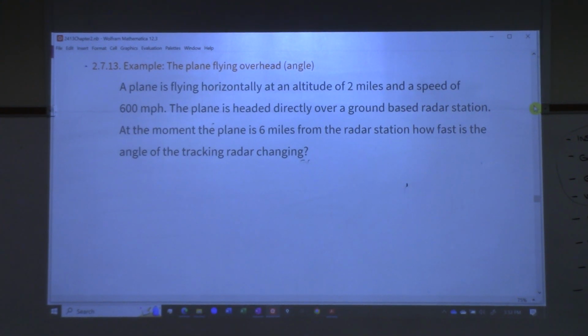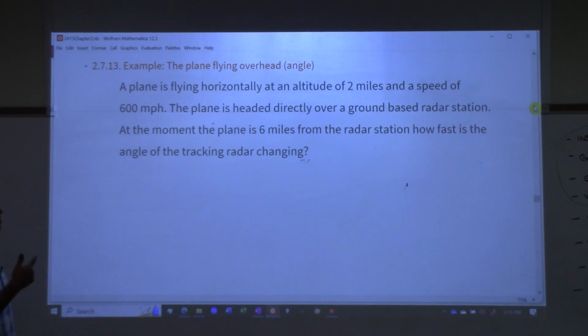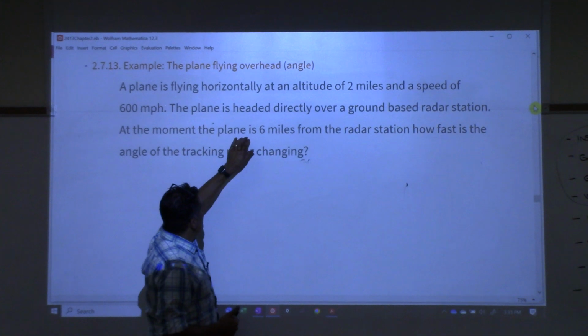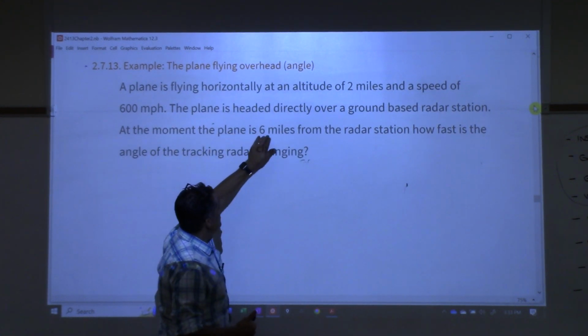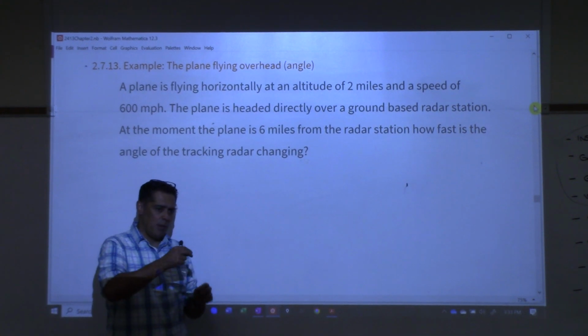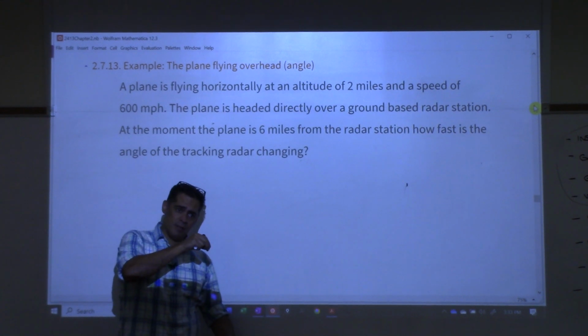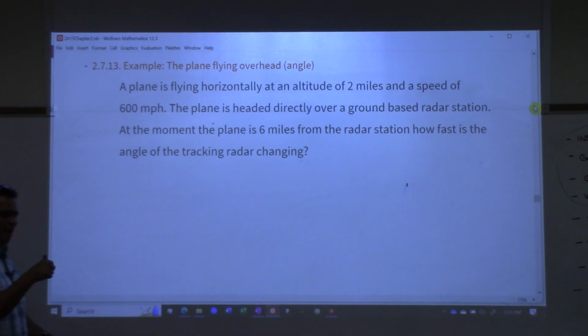Pardon me? Whether the 6 miles from the radar station includes the height? Yeah, so this is one of the ambiguities of a problem like this. When I say that at the moment the plane is 6 miles from the radar station, I mean the distance if you were to measure from the plane down to the radar station, straight line distance, not vertical distance, not horizontal distance. No, point to point. So I think we should draw a picture.